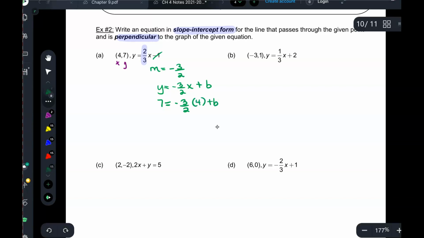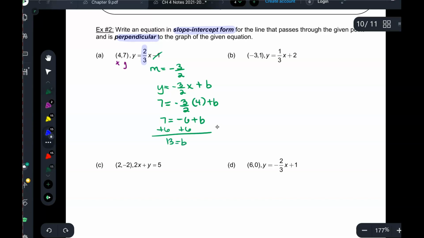And then plus b. Now we do have fractions, so if you need to double check with your calculator, these are pretty straightforward though. I have 7 equals, this is going to be negative 12 over 2, so that's negative 6 plus b. So we're going to add 6.